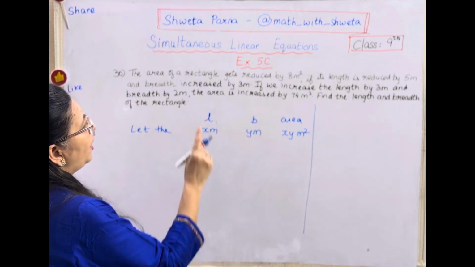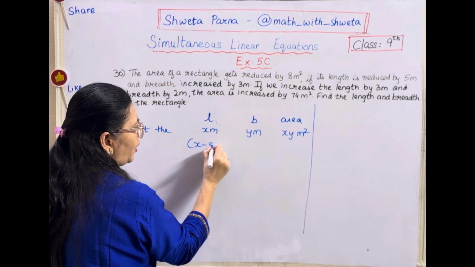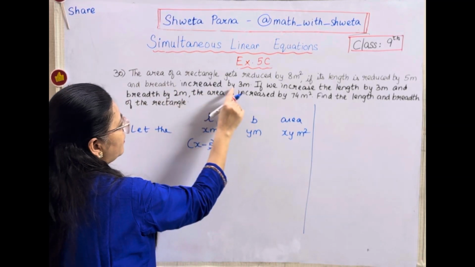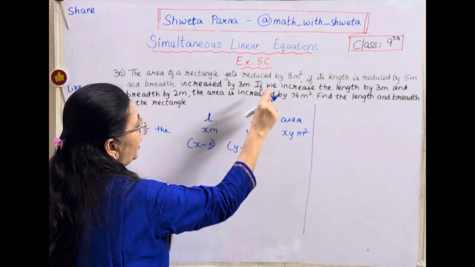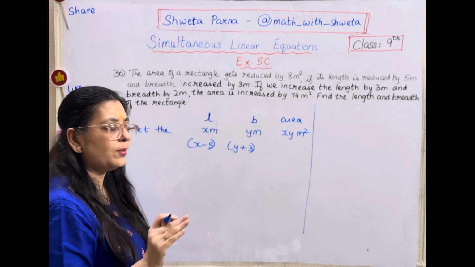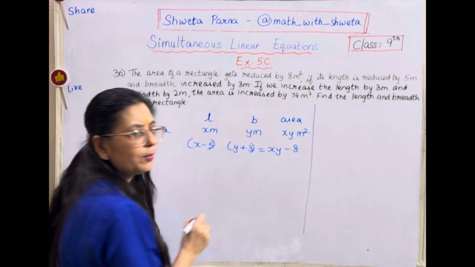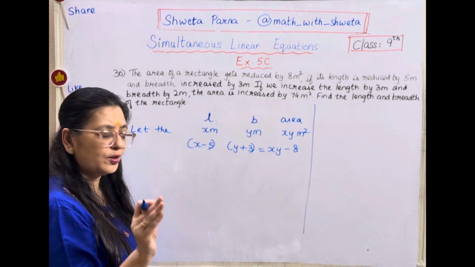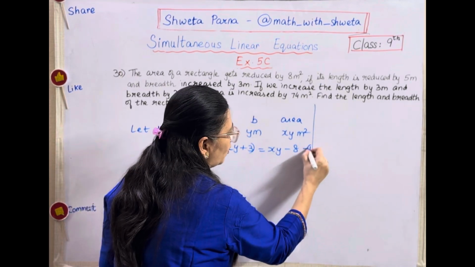Now, if the length is reduced by 5 meter, I reduce it by 5 meter and the breadth is increased by 3, so y plus 3, the area gets reduced by 8 meter square. This is the area, so this gets reduced by 8 meter square. This becomes your first equation. Let's solve this. So let's write the equation, then we'll solve it.